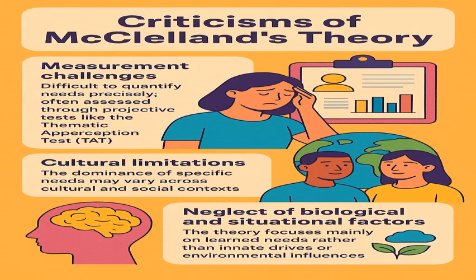Innate drives are, for example, the drive to eat, drive to drink, drive to seek shelter. They are inherent natural tendencies present from birth that guide action without prior experience. So this theory focuses mainly on learned needs rather than innate drives or environmental influences. So these three are the criticisms of McClelland's theory.